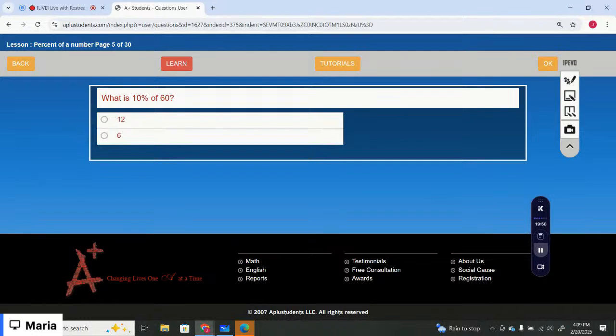What is 10% of 60? 10% of 60 is 6. Option number 2 is the correct option.